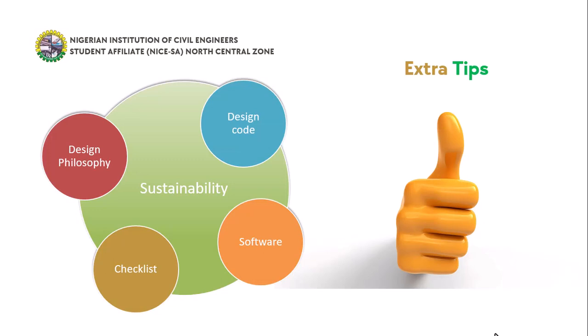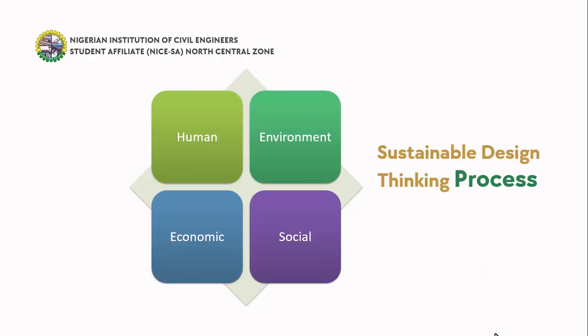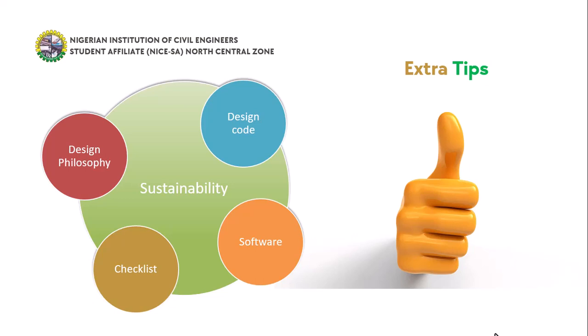As I begin to round up, I would like to give you this extra tip. As we now come to a point of understanding these four points, we need to understand how to apply them when we are designing our projects. So how do we apply these things? They are applied here. We have design philosophy. I want to believe we all understand what design philosophy is, right? Design code, a checklist, and then software.